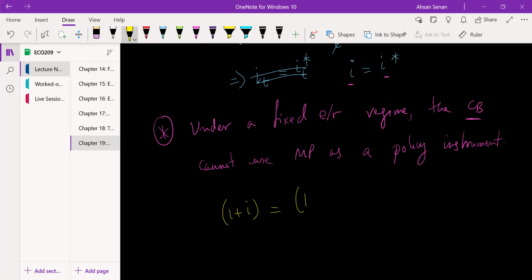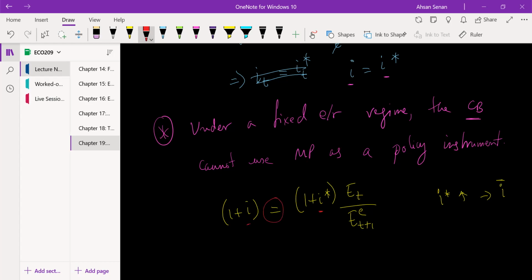I equals to this. This is equals to, what was it? Okay. What would happen if this adjustment is not done? Suppose the interest rate in the foreign country goes up. However, the domestic interest rate is not increased. As a result, what immediately happens is that this is now higher than this.